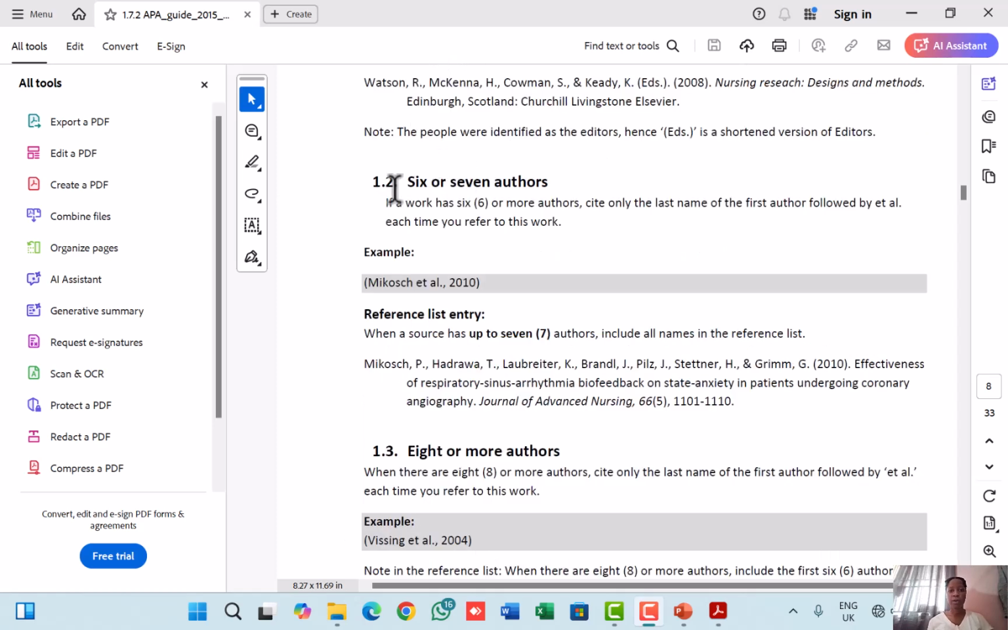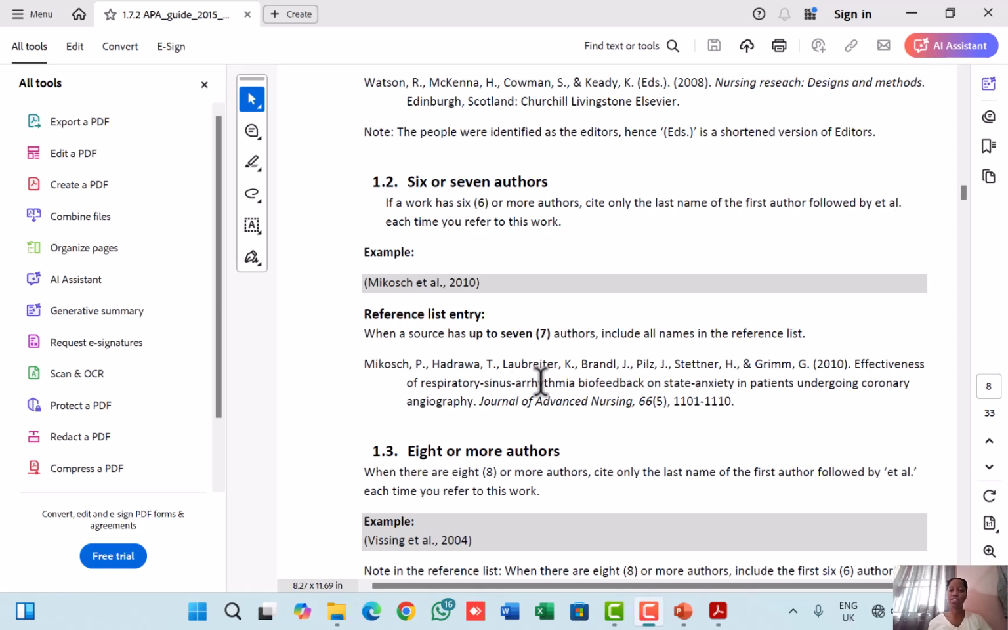We have citing 6 or 7 authors. If a work has 6 or more authors, cite only the last name of the first author, followed by et al. Now this begins from 6. The first rule was for 3 to 5. Now for 6 and above, cite only the last name of the first author and follow it by et al, even if it's the first citation. In the former case, if it is the first citation, you write all the names of the authors, that's for 3, 4, or 5. But if they're 6 and above, you only cite the first author, followed by et al, and then the year.